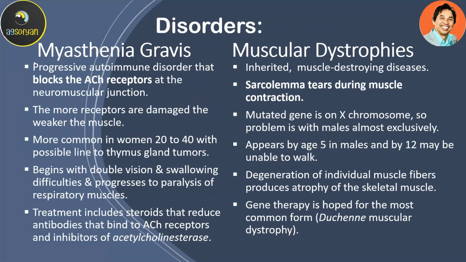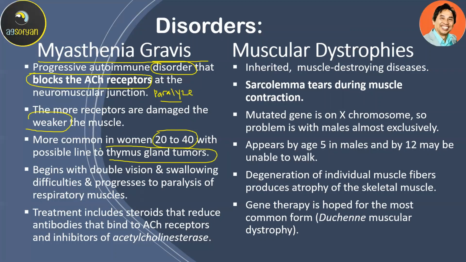Some disorders, two main types of disorder of muscle. Myasthenia gravis is a progressive autoimmune disorder. This means that our antibodies are actually attacking our tissue, usually blocking the ACh receptor. It can cause paralysis in some areas of our muscle, so our muscle becomes weaker. It is most common in women, 20 to 40, with some thymus gland problem. Sometimes they have double vision and difficulty swallowing. Some treatment uses steroids that bind to the ACh receptor.